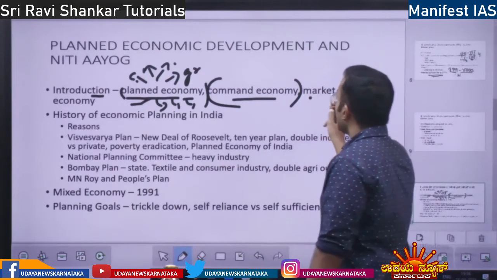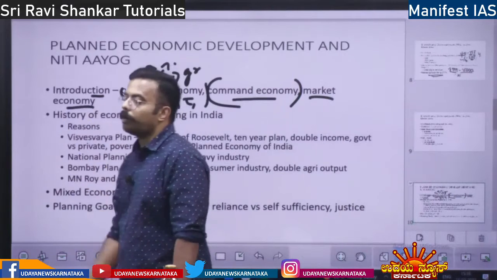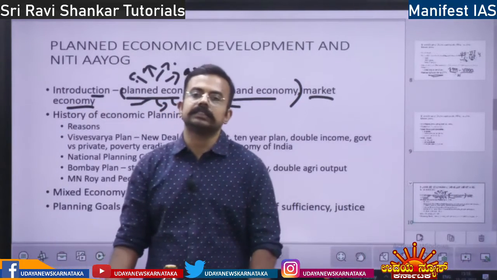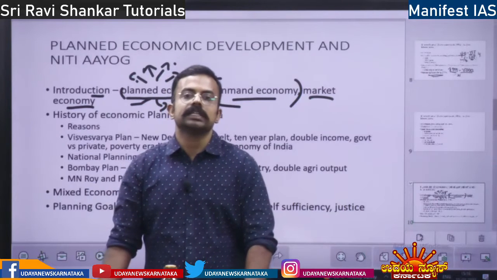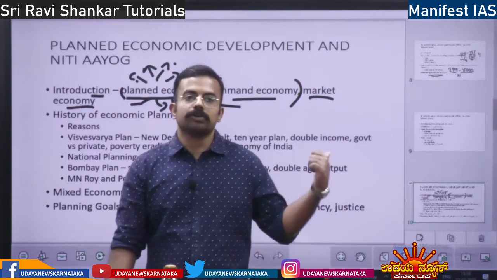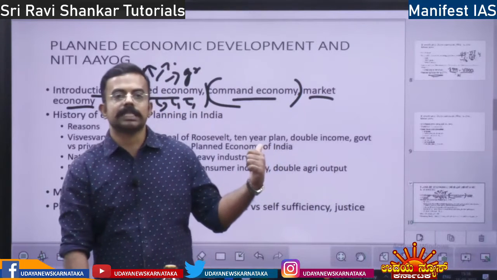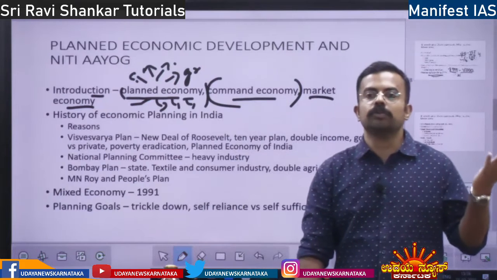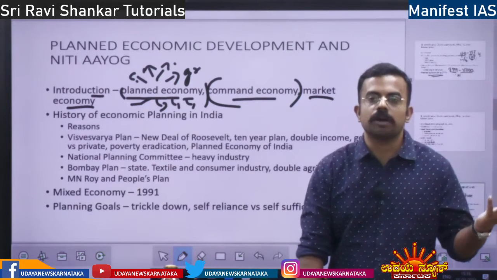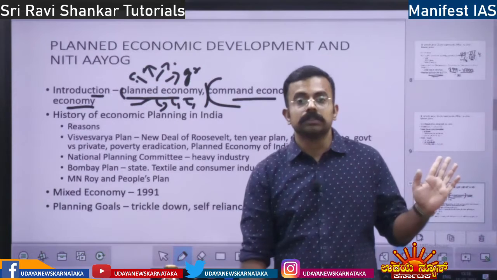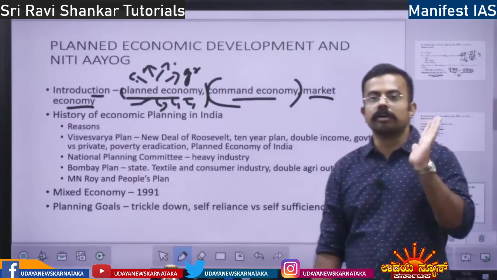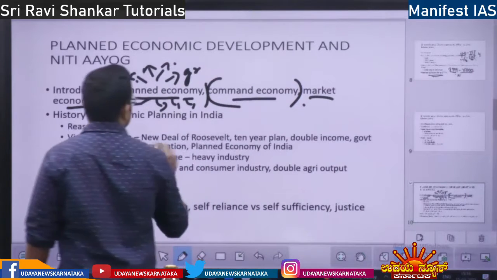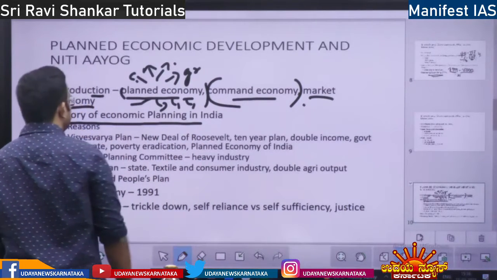Next we have market economy. It is the opposite of command economy, where market decides. Market forces decide. I told you in yesterday's class, Adam Smith, liberalism. So if I manufacture a product, I can sell it to whomever I want, at whatever price I want, wherever I want. That is market economy, no government intervention. So these are the types of economy, right? History of economic planning in India.